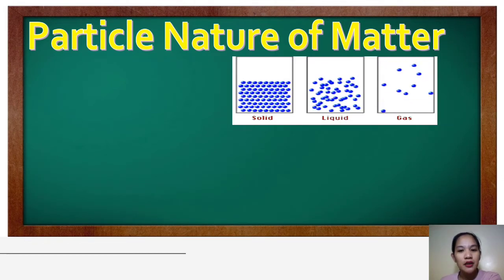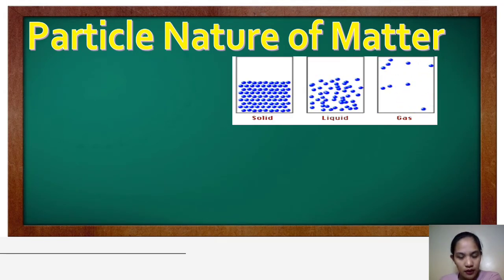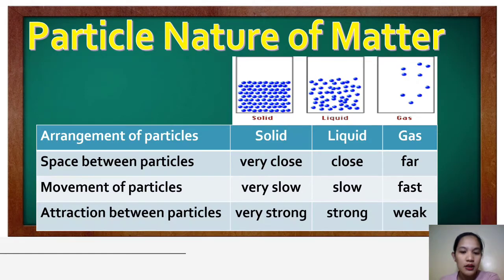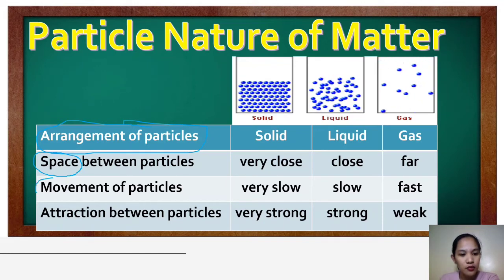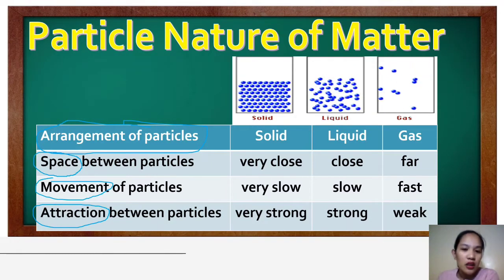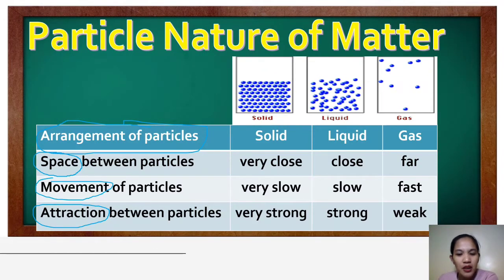So let us describe the nature of the particles of solid, liquid, and gas based on the arrangement of particles. You have here the table of comparison. Let us just be guided by this table. I hope you can follow. In terms of arrangement of particles, we will focus on the nature of particles of matter: the space, the movement of particles, and the attraction between the particles, as we have learned in the nature of particles of matter.